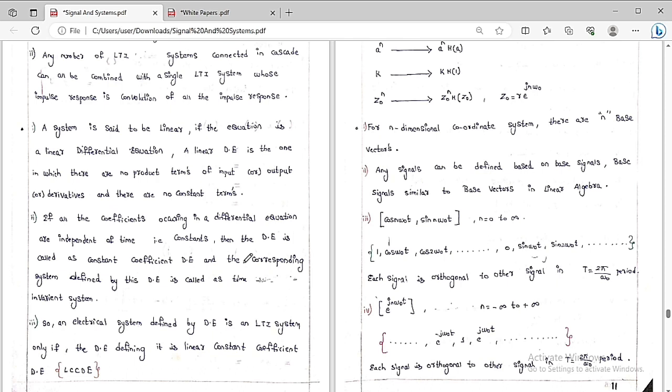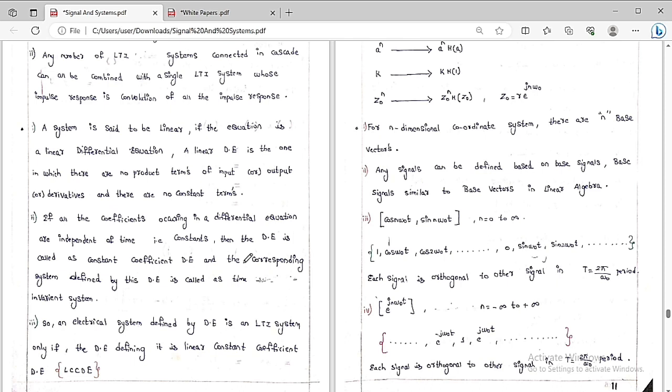So how can we say a given differential equation is linear or not? If there are no product terms of input and output or derivatives, and there are no constant terms. Constant term means +2, +3 like that. So if there are no constant terms and no product of the inputs or the outputs or derivatives, then we can say the given differential equation is a linear differential equation.